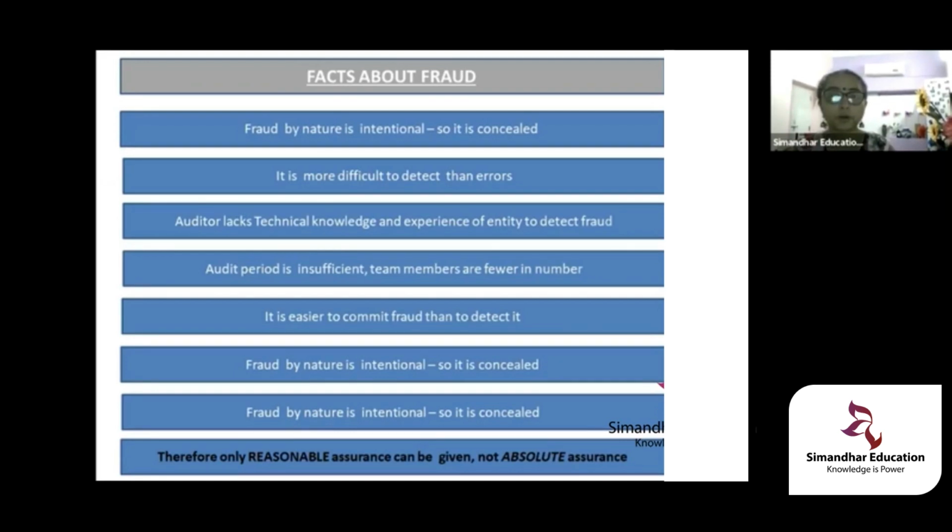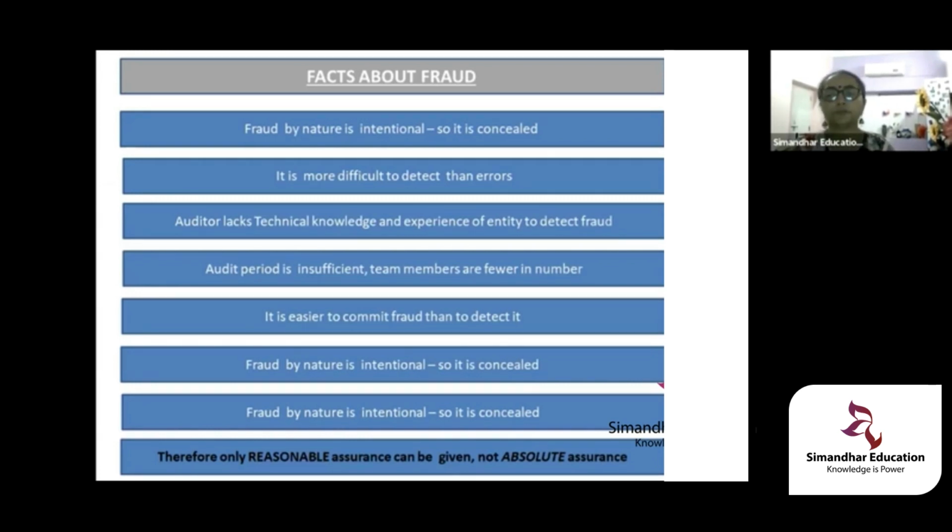Still, who is responsible for detecting? The auditor is responsible. The audit period is insufficient. Team members are fewer in number. The period within which the audit should be done is a very short period of time. Team members are there for 365 days in the entity, but the auditor is there hardly for a month and a half. So the time is very insufficient. It is not enough for the auditor. Also, the team members are fewer in number with the auditor than with others. The entity has a lot of people, but the auditor has few.